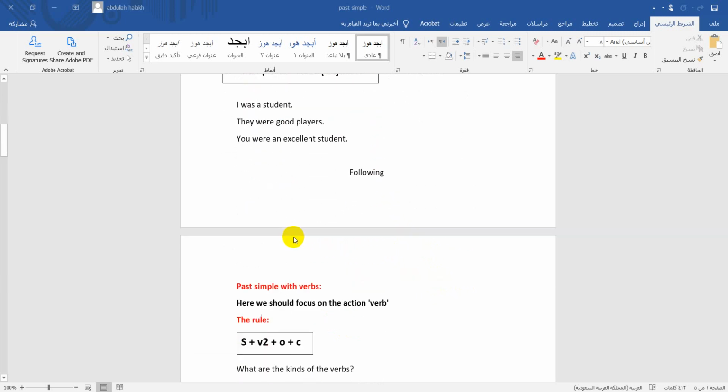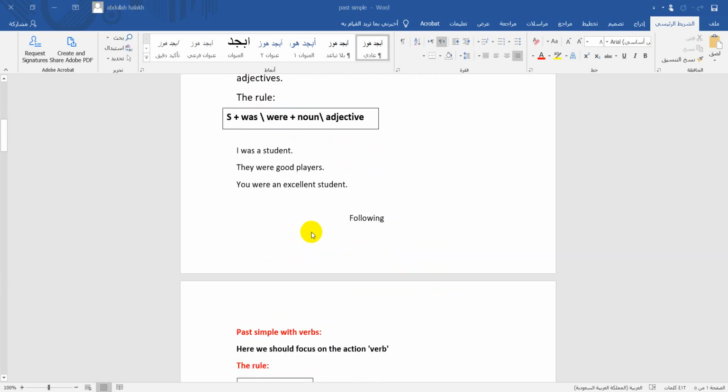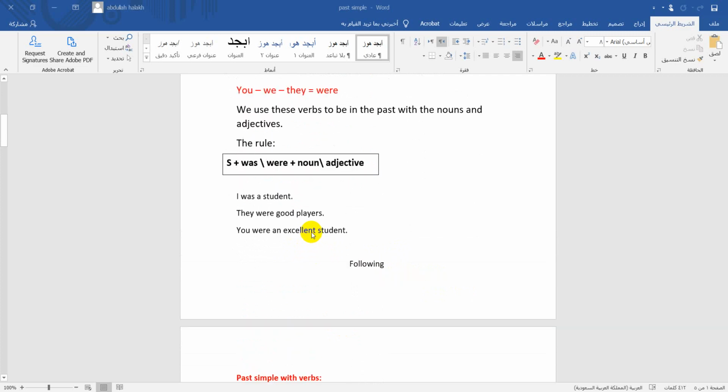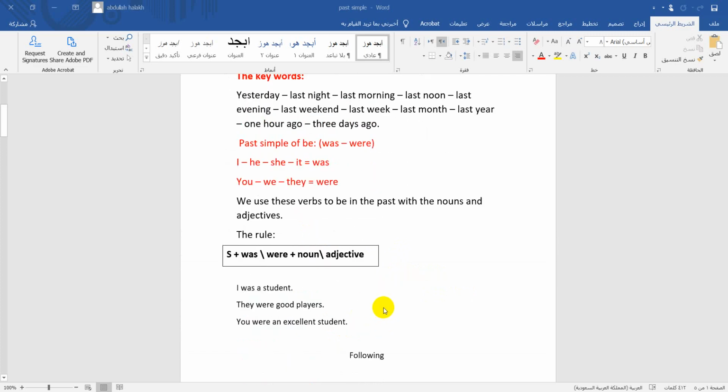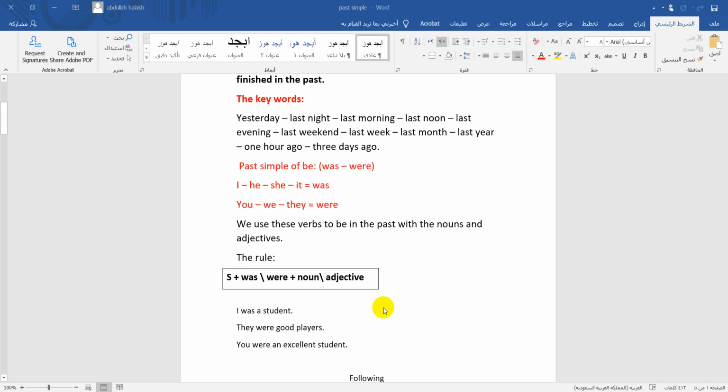Following: past simple with verbs. Okay, before I start with verbs, قبل أن نبدأ بالأفعال لاحظ معي إنه هذا الشيء اللي أخذناه الآن بالنسبة للقاعدة الأولى اللي هي was و were يعني يعتبر كما يسمى استفتاحية.